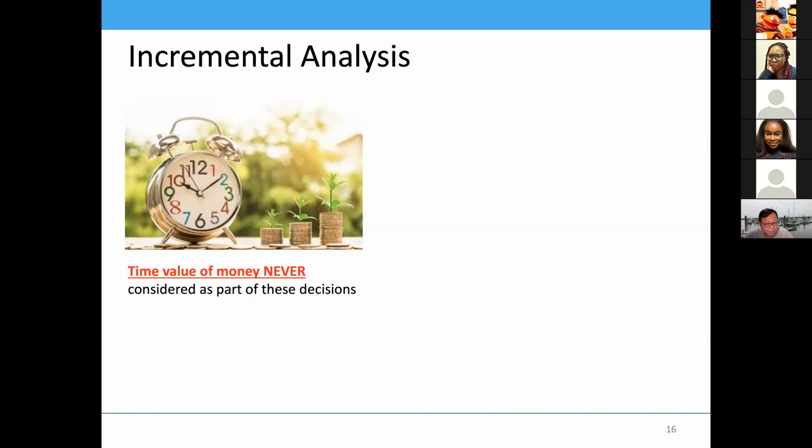So for this incremental analysis, we do not consider the time value of money. And you know what the time value of money is, right? Time value of money means that basically $1 next year is not worth $1 this year. That's the time value of money. Okay.